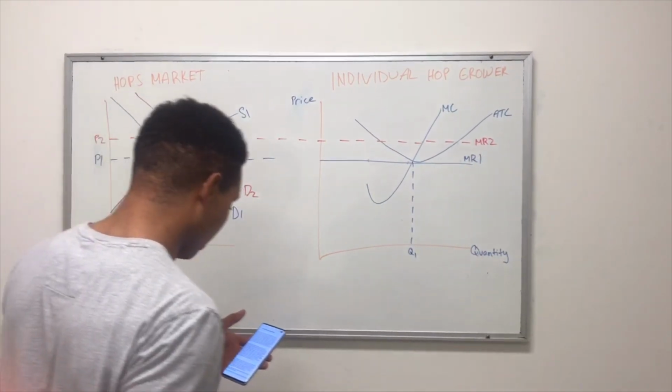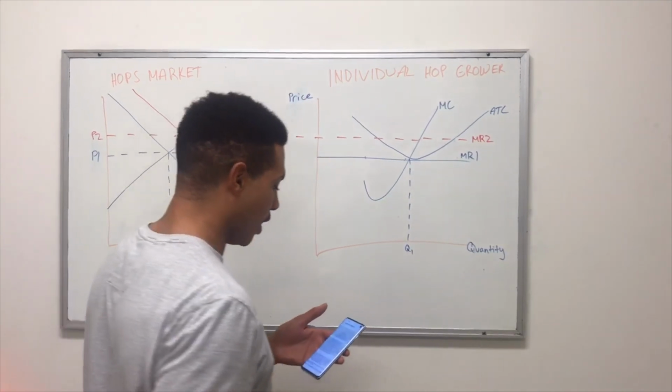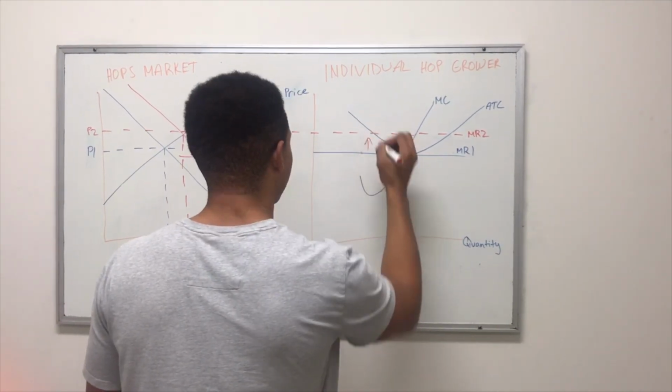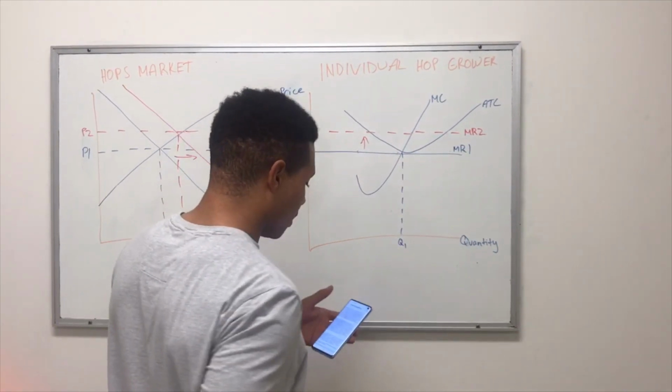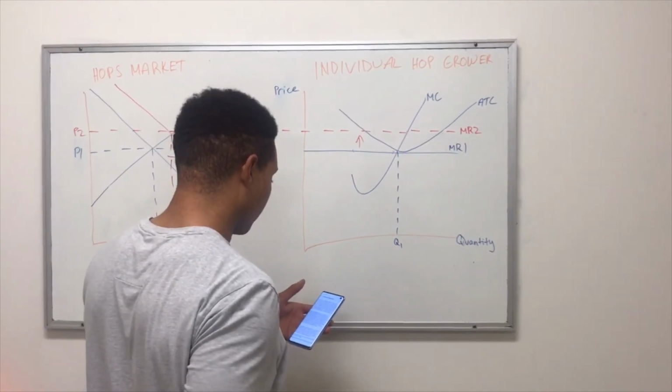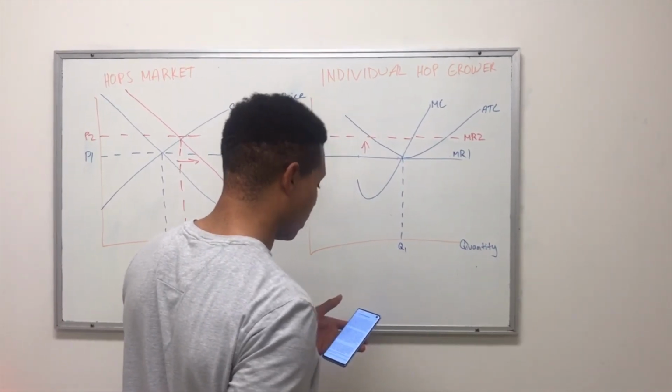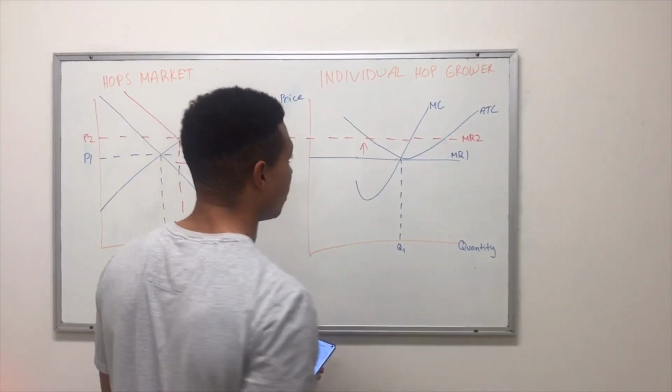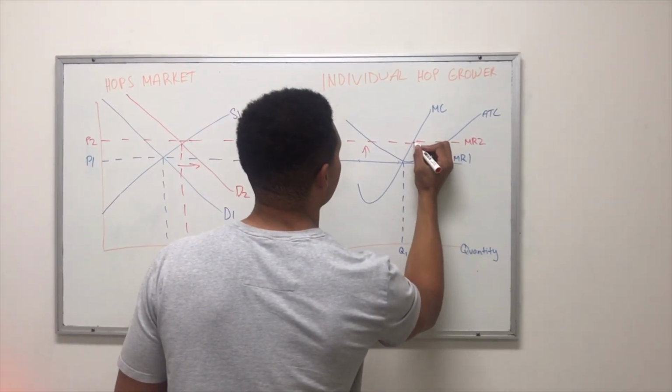Holding other factors constant, an upward shift in the MR from MR1 to MR2 would lead to an increase in revenue for the individual hop producer. And in order to maximize the profits, he or she will increase output to the point where MR equals MC.